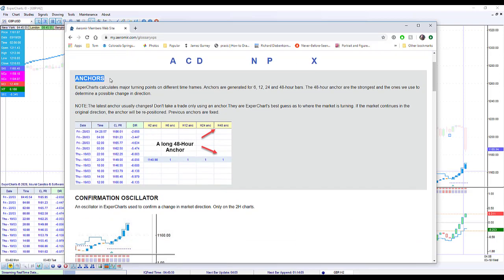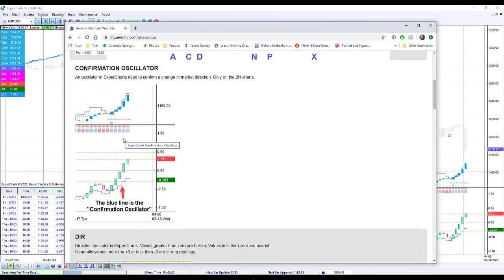So this describes what the anchors are, and you'll see this on the software. These are the anchor columns. Blue is positive or bullish, and pink is bearish and negative. These are the 48-hour column, 24, 12, and 6. So the 6 and 12 are usually for minor pullbacks or small changes in direction, and these longer term ones are the ones that we use for entries, primarily the 48-hour. Those are the strongest turning points.